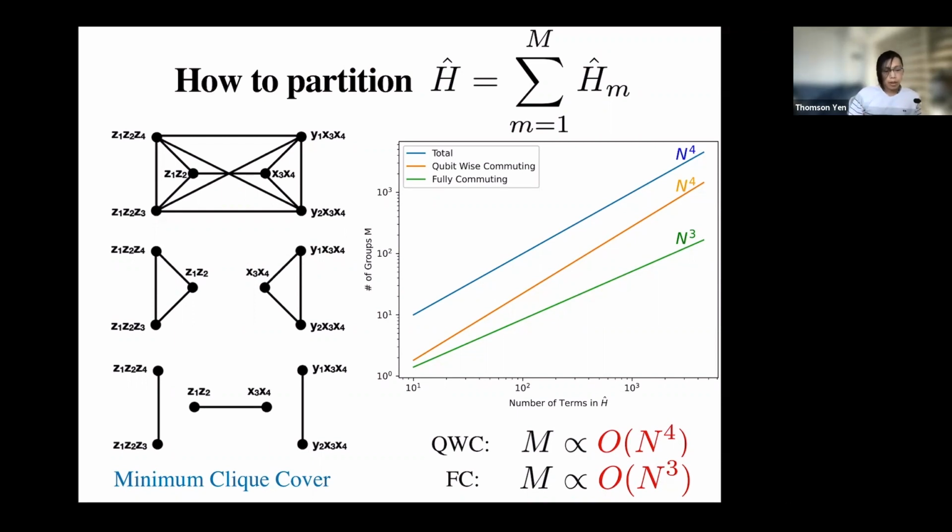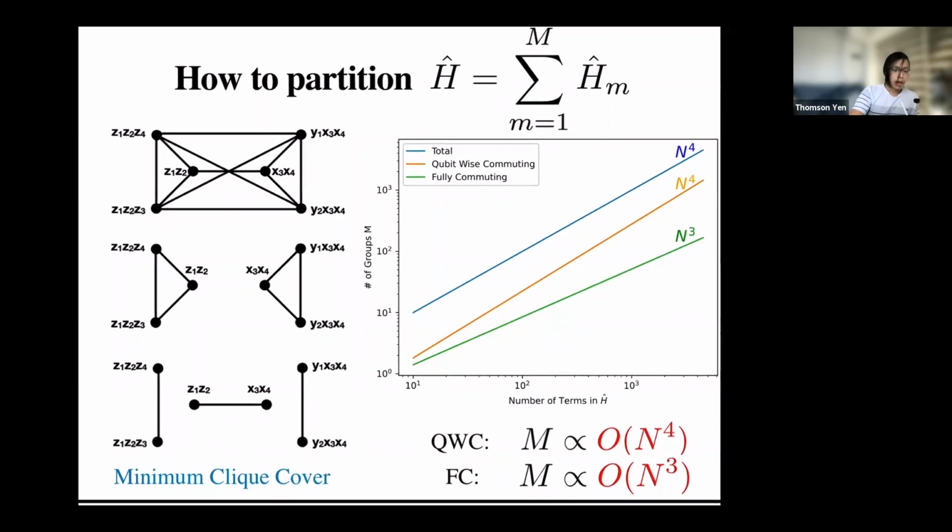The second part of the puzzle is you want these cliques to cover all of the edges, because you want to measure the expectation value of the Hamiltonian. You don't want to miss Pauli words. And that's the cover part of your problem. So combined, this is called the clique covering problem.